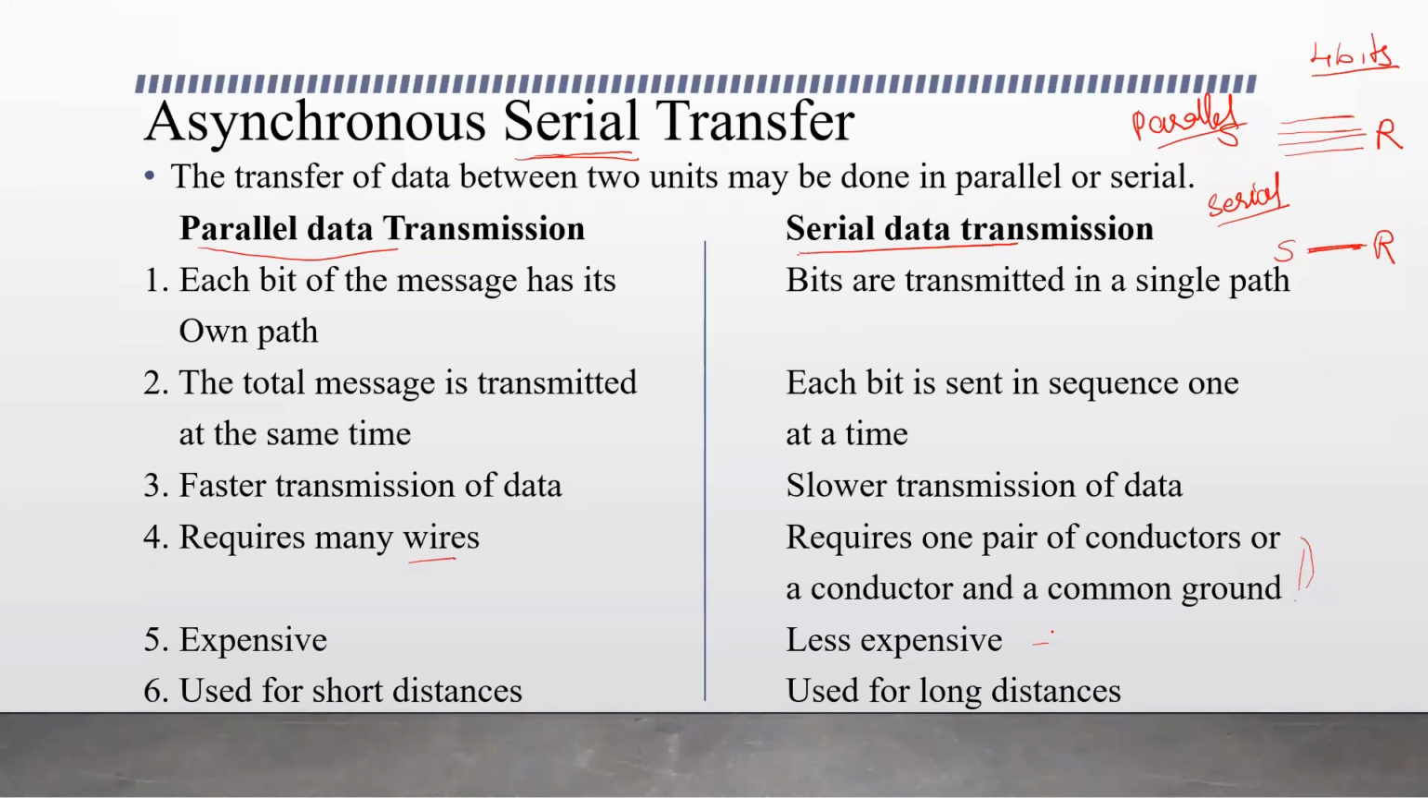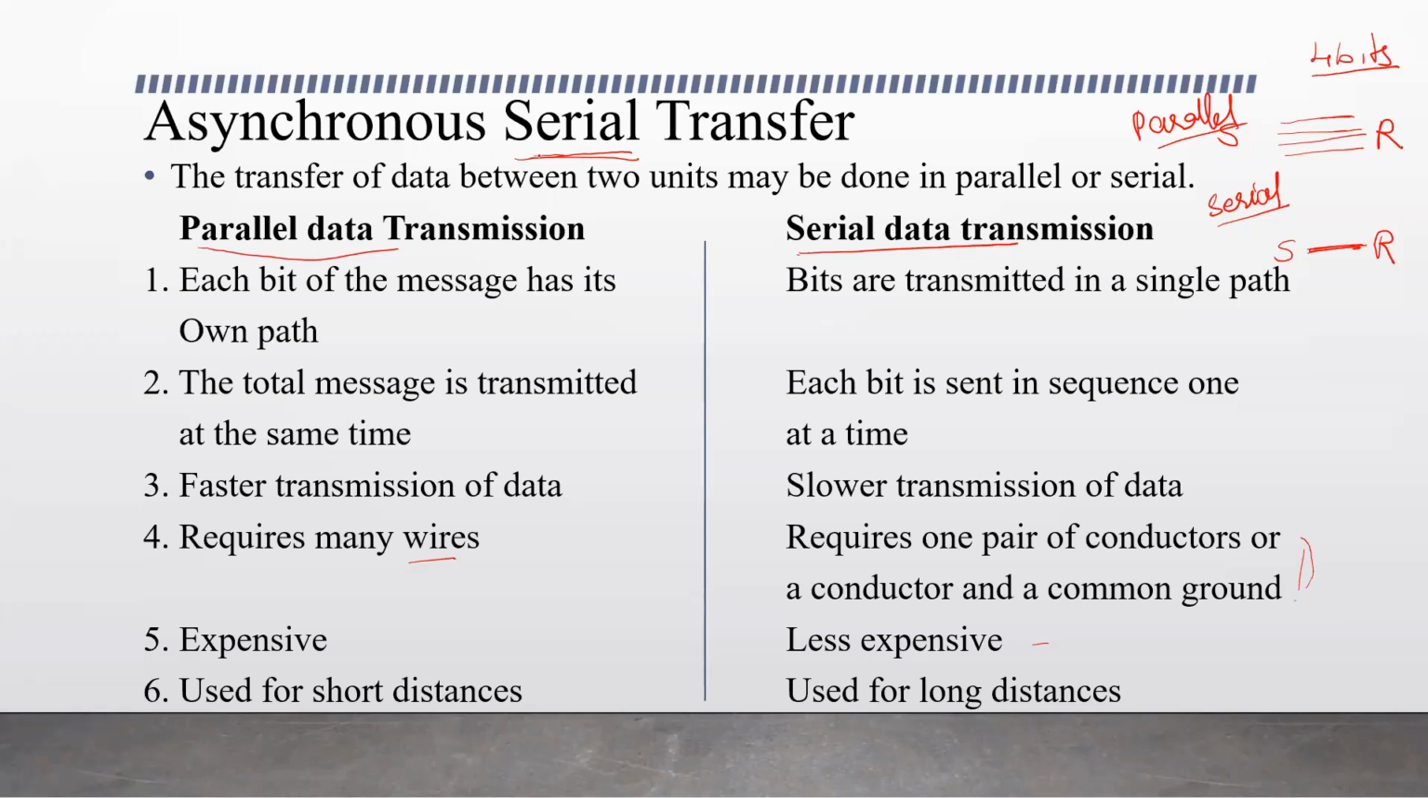As it is less expensive, serial transmission is used for long distances where speed is not important. When the transmission needs to be finished faster, parallel transmission is used. And when speed is not important and the distance is long, serial data transmission is preferred. So this is about serial data transmission.